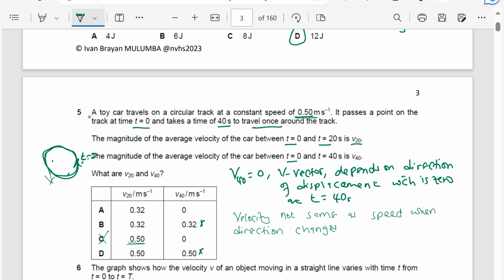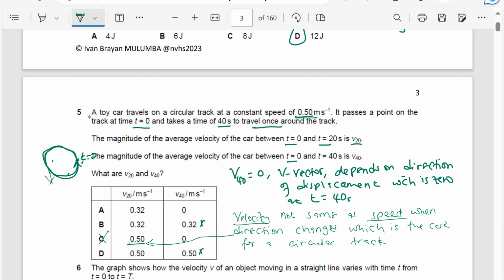Velocity is not the same as the speed when direction changes, and of course this is the case with part C. This is the case for a circular track. For a circular track, the direction keeps changing. That means the velocity will not be the same as the speed when the direction changes for a circular track.